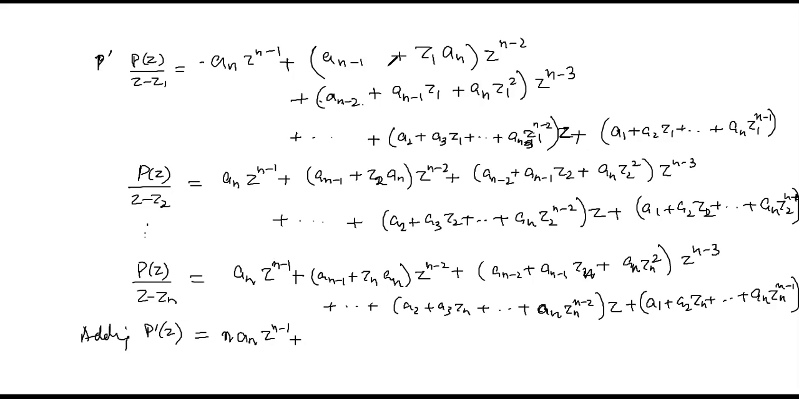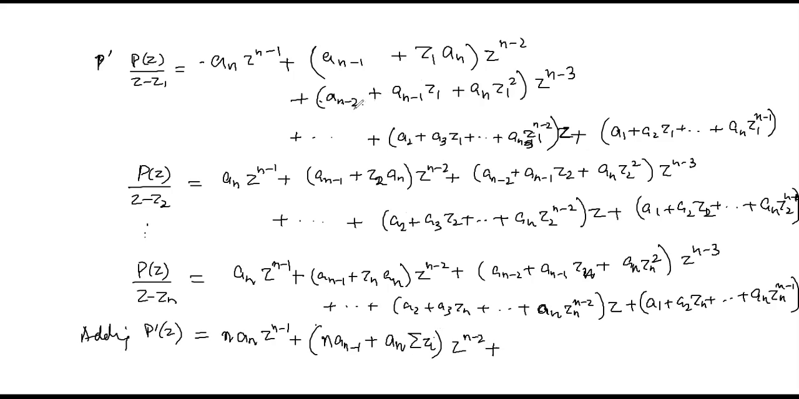Then look at this. Look at the second term carefully. z raised power n minus 1 will come with n times an. Right? So I should have n times, or let's first do it the other way. It is z1 into an, z2 into an, z3 into an, up to zn into an. So it should be n times an into z raised power n minus 1 plus an into summation zi, z1, z2, zn, multiplied by z raised power n minus 2 plus.